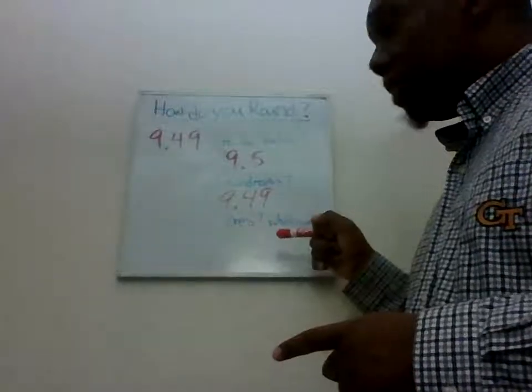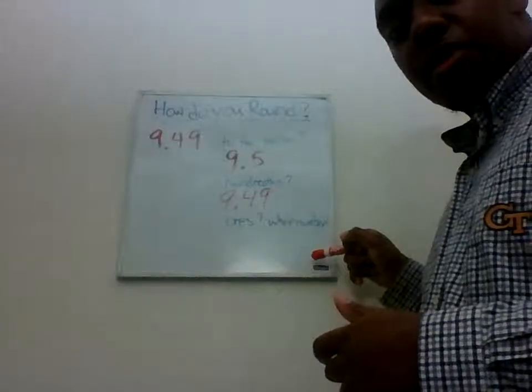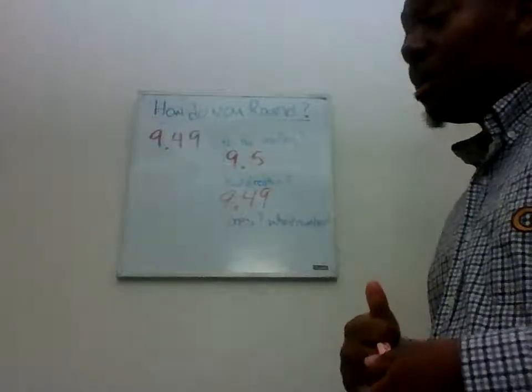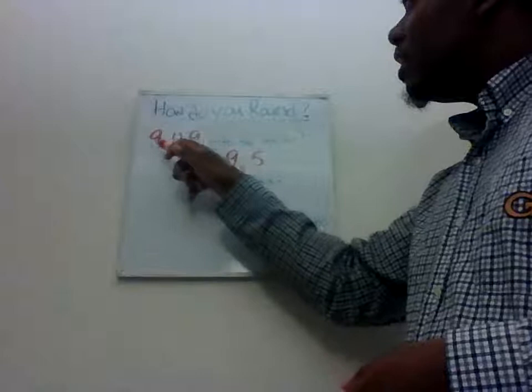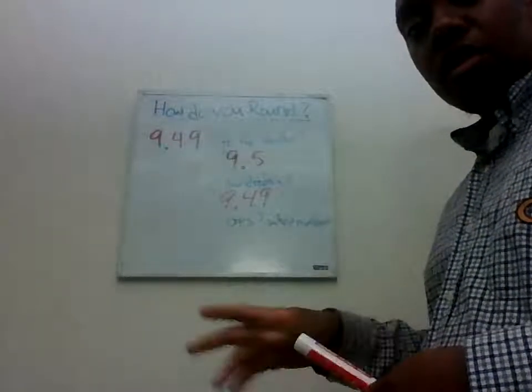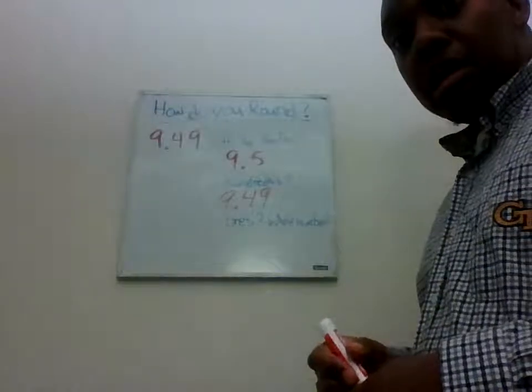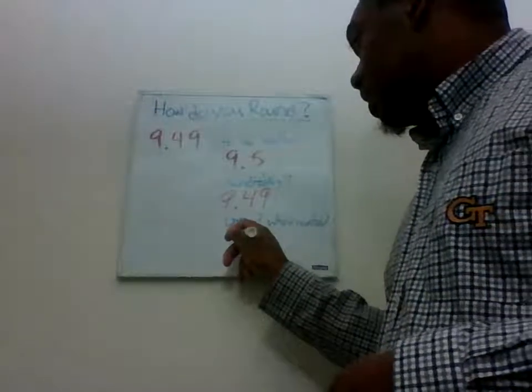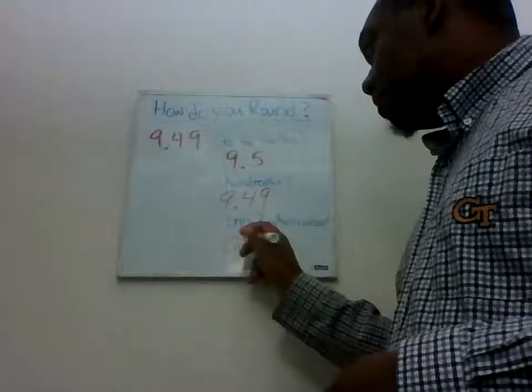Okay, what about to the ones place? Or if I say to the nearest whole number, which is the same thing as the ones place. I go over here to the ones, go to the right, I see a 4. And 4 is in the lower half. So it would stay the same. We would just get 9.